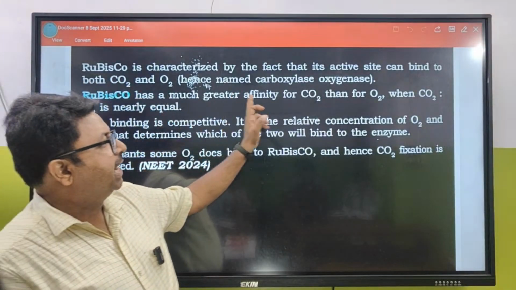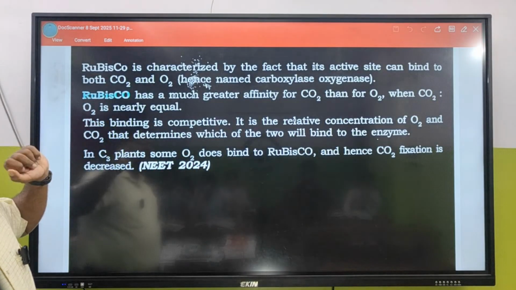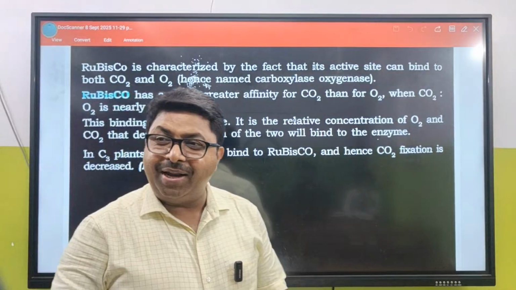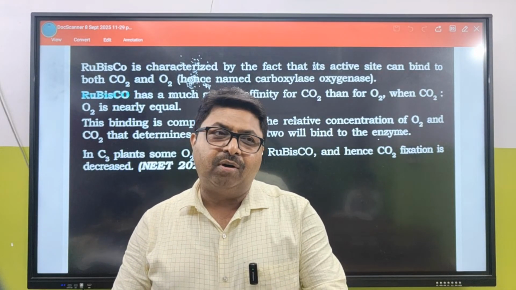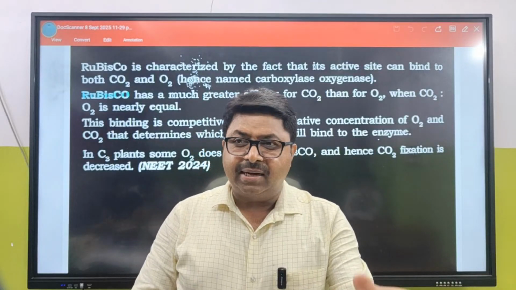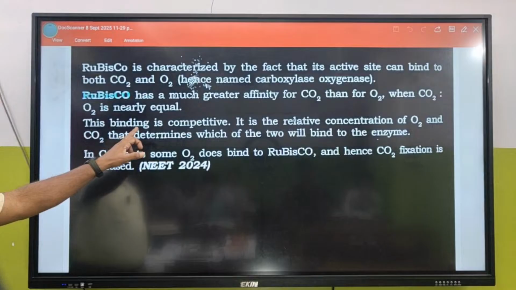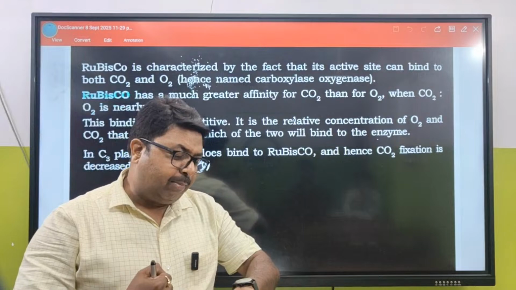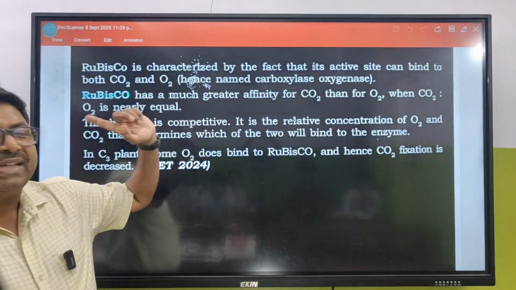Rubisco has a much greater affinity for carbon dioxide than for oxygen. When carbon dioxide to oxygen is nearly equal, কিরে দুজনে nearly equal, তা তো কাকে চুজ করবে? That is the affinity for carbon dioxide. Rubisco. This binding is competitive. এখানে কে competition করবে? Oxygen and carbon dioxide, both of them are going to compete to take which position? Active site of the Rubisco.